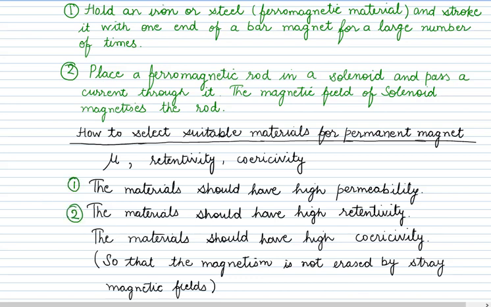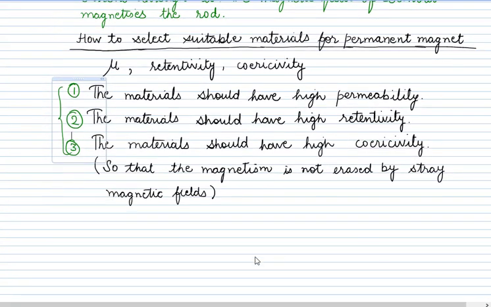Second, it should have high retentivity. Third, it should have high coercivity. So these are the three qualities. If the material possesses them, then it can behave as a very good permanent magnet. So which are the materials which have all these three qualities?